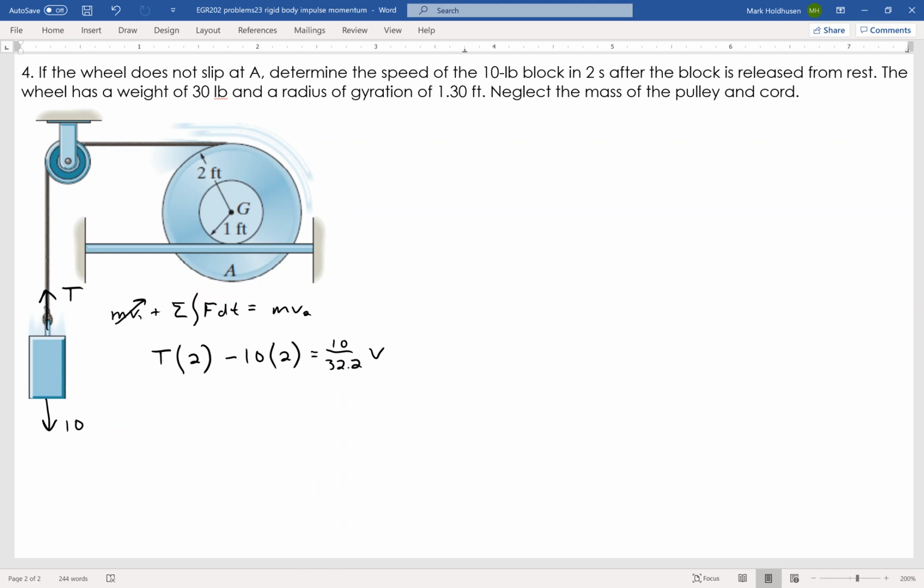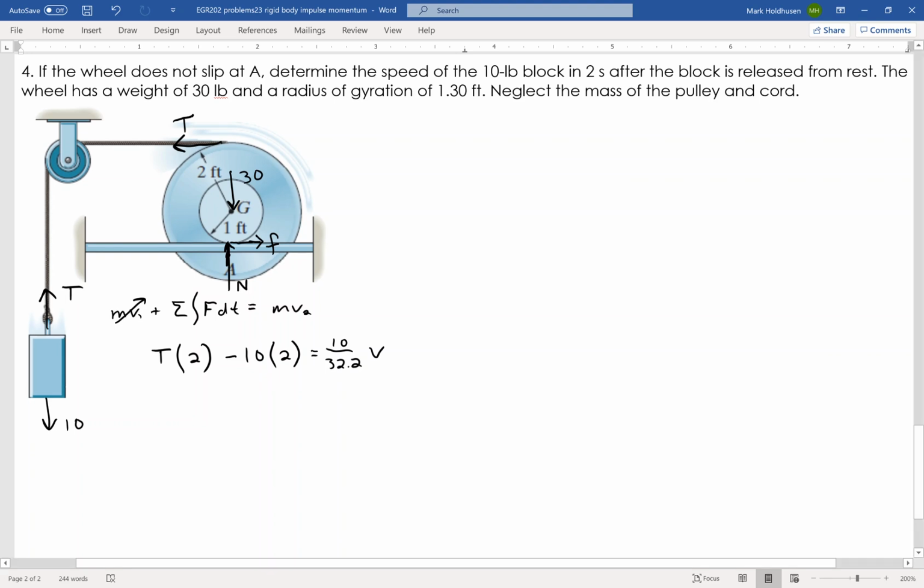Heading up to the top body, I've got that same tension acting right there. I've got the weight of this wheel, which is 30 pounds, acting straight down. I've got a normal force right there. And if the tension is pulling to the left, friction has to be acting to the right, so I'll have a friction force right there.